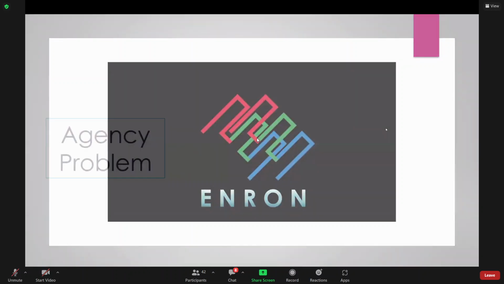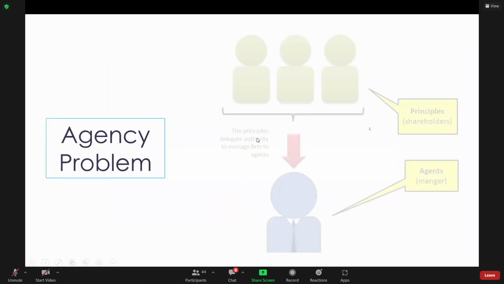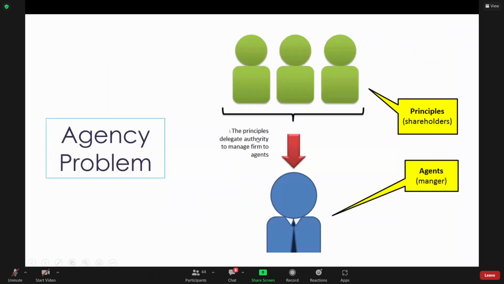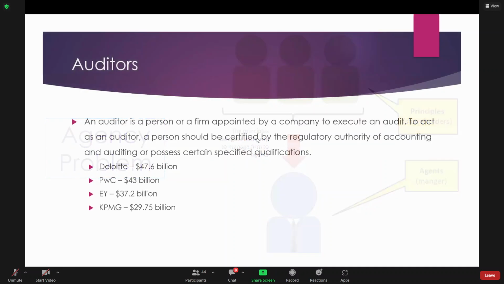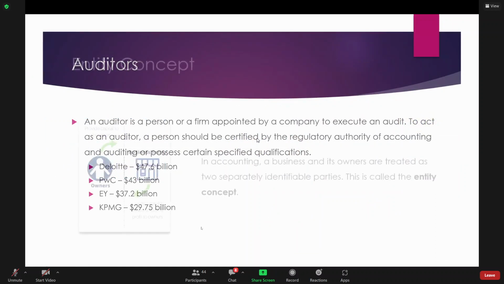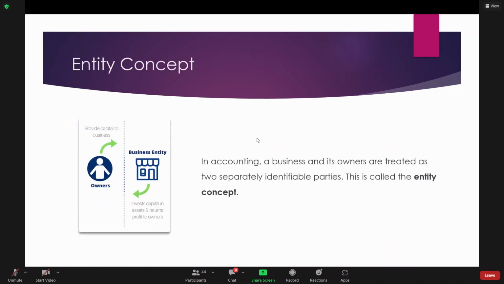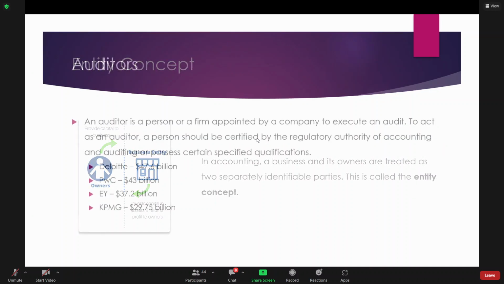And then we talked about the agency problem. The principals, the owners, are the shareholders, and managers act as agents. So there is an agency conflict always. And the auditor is the independent third party, qualified people who do the auditing process to secure the business organizations. So then we have to go to the entity concept, but it would be good to take a break before we move on.